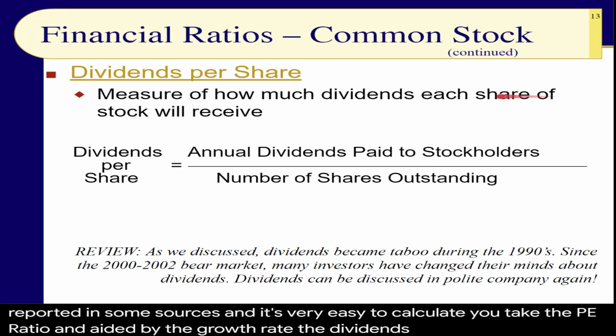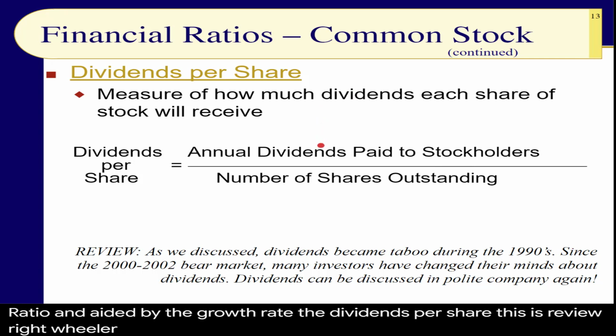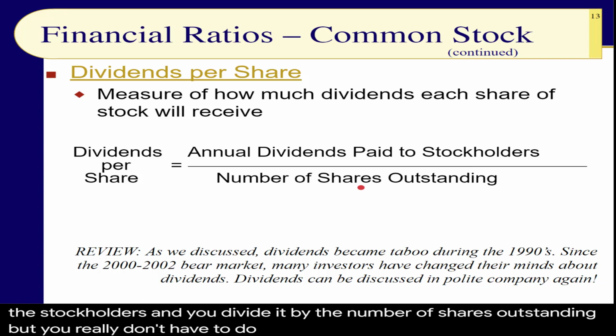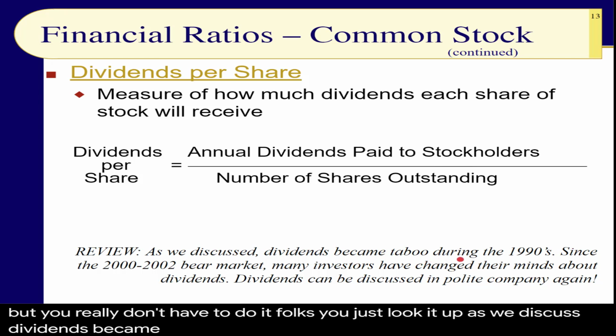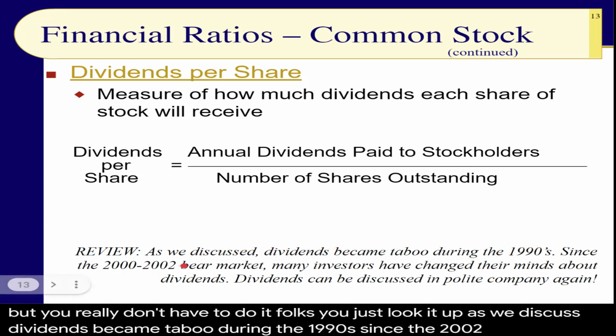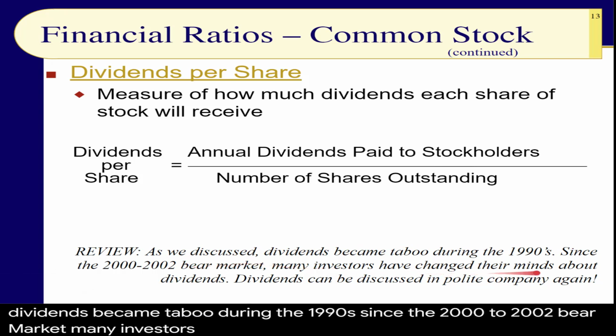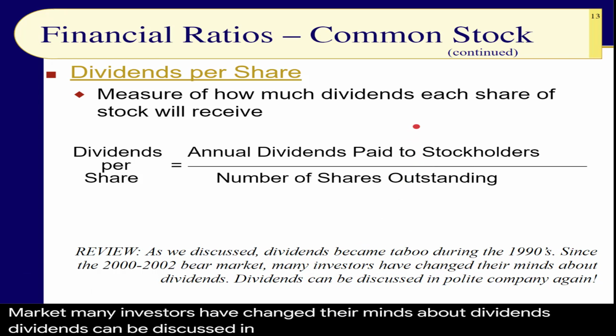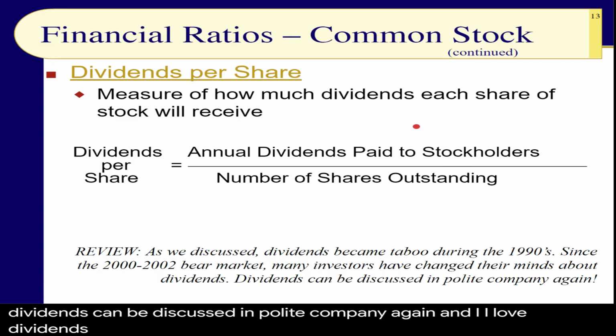The dividends per share. This is review, right? We already learned how to do this. You take the dividends paid to the stockholders and you divide it by the number of shares outstanding. But you really don't have to do it, folks. You just look it up. As we discussed, dividends became taboo during the 1990s. Since the 2000 to 2002 bear market, many investors have changed their minds about dividends. Dividends can be discussed in polite company again. And I love dividends. Dividends don't lie.